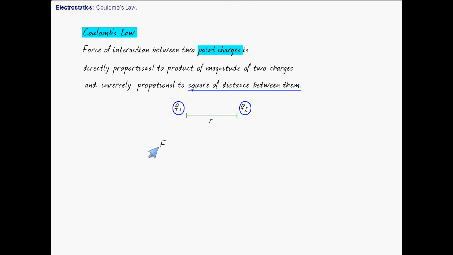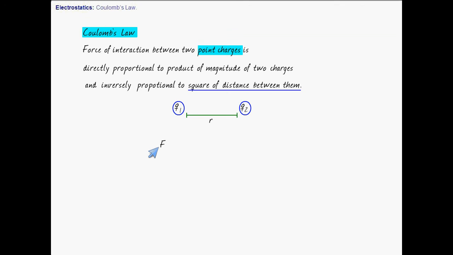The value of this constant K, in the SI system, is 1 upon 4 pi epsilon, so the force is 1 upon 4 pi epsilon Q1 Q2 by R square, where epsilon is the permittivity of the medium.